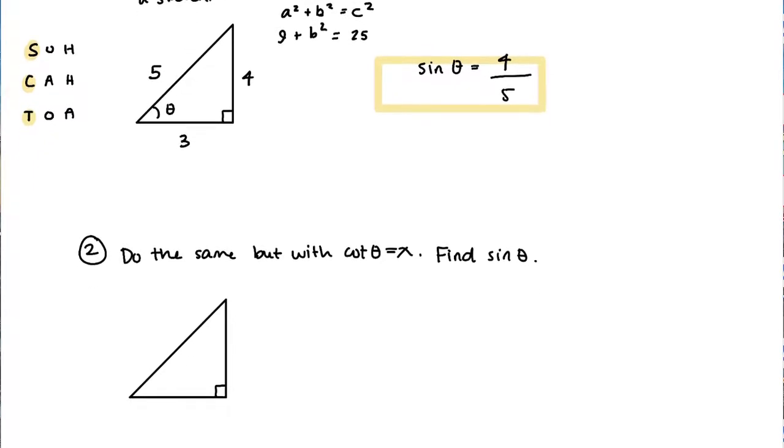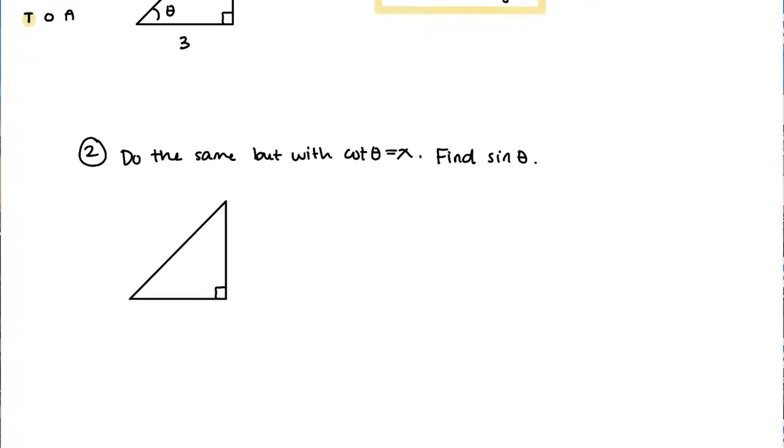Okay, let's go ahead and do the same, but with cotangent of theta equal to x. Okay, so more variables involved here. Let's start by labeling our theta. So our theta is there, and then our cotangent of theta, well, it's not really a number, it's a variable, but we can view it as a ratio by putting it over 1.